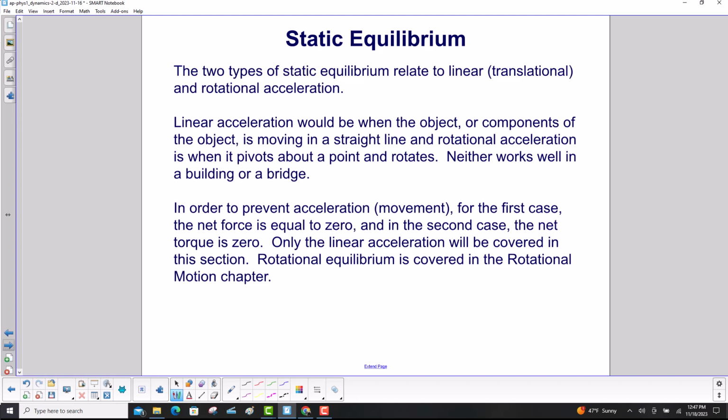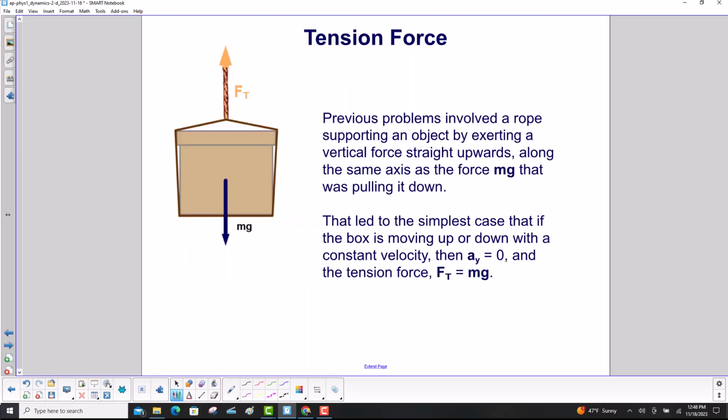In order to prevent acceleration, that is movement, for the first case, the net force is equal to 0. And in the second case, the net torque is 0. Only the linear acceleration will be covered in this section. Rotational equilibrium is covered in the rotational motion chapter.